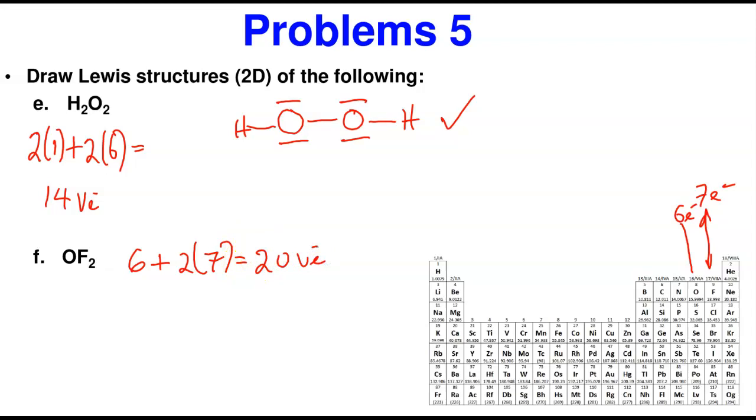Now, in this kind of compound, whenever you see an atom more than 1, you know that would likely be the peripheral atoms. So here oxygen is going to be at the center, and it makes sense because here oxygen is less electronegative than fluorine. So we're going to have F on both sides attached.